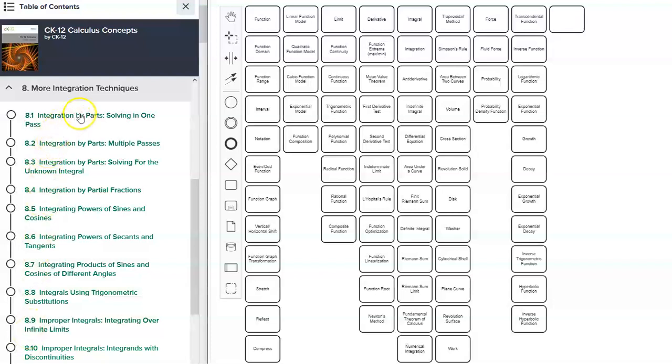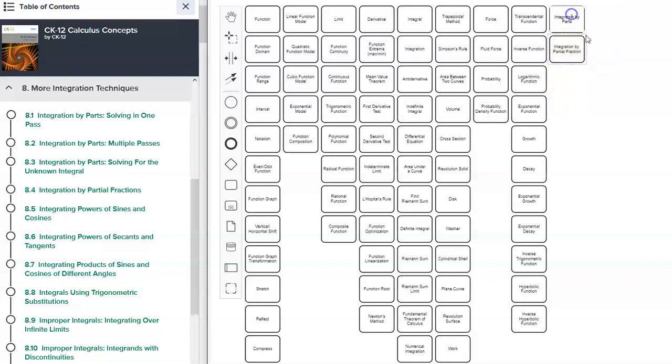So these are more integration techniques. We have something called integration by parts. This is solving in one pass. We have something called multiple passes, still integration by parts, and solving for the unknown integral. Integration by partial fractions. There we go. Integration by partial fraction.